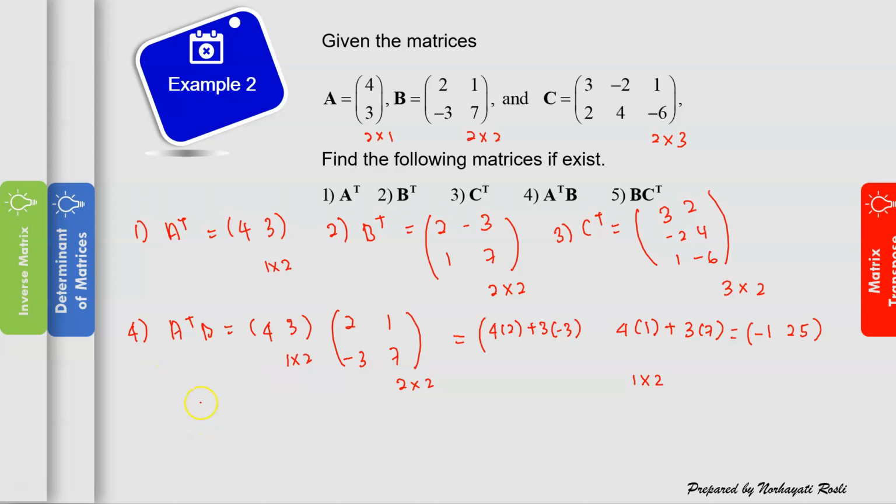Then you can do number 5 by yourself, which is B C^T. In this case, our B is 2 times 2 and our C^T is 3 times 2. If you see here, the dimensions do not match, so we cannot cancel out. In this case, we are unable to multiply these matrices, which means there is no solution.